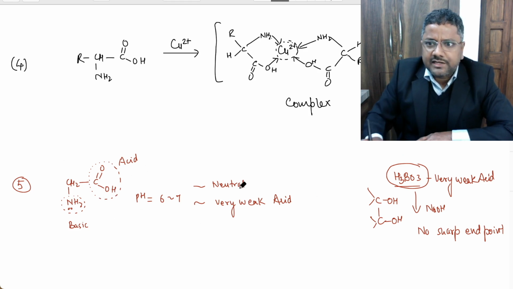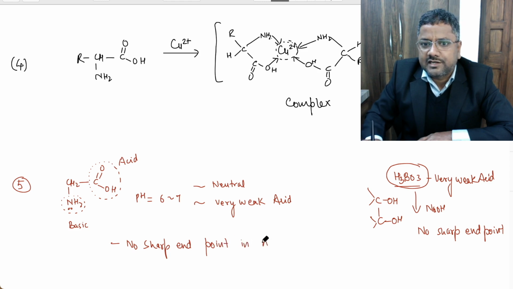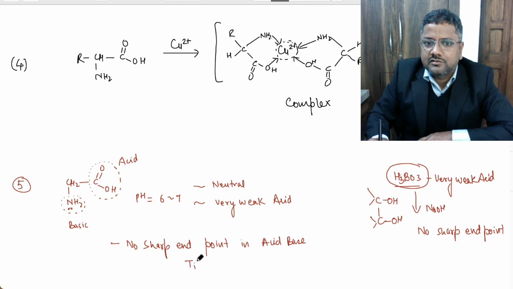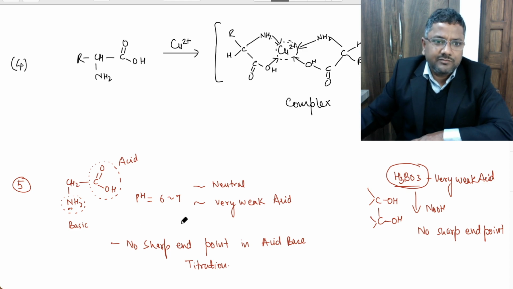Similar case is here. This also we cannot titrate with NaOH. We won't get a sharp endpoint with this glycine in the acid-base titration. So no sharp endpoint in acid-base titration. So there is a difficulty to estimate this compound quantitatively, right? So what can we do?